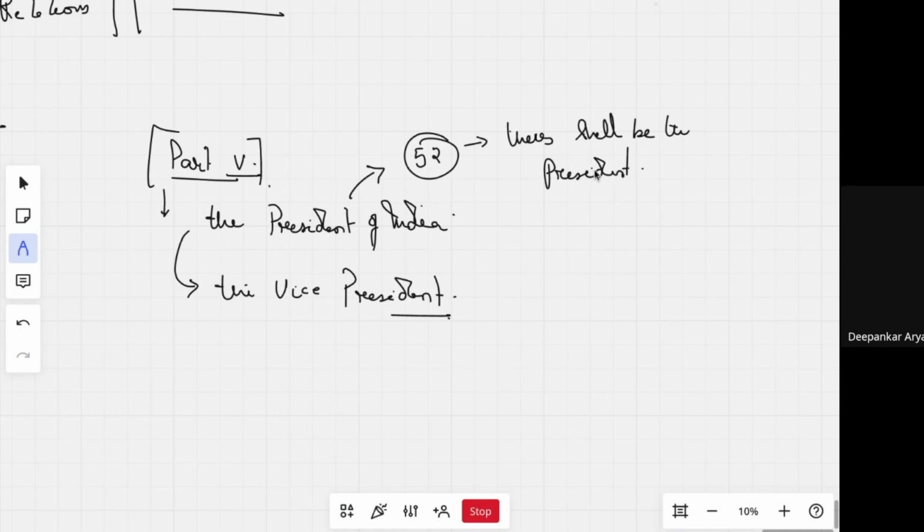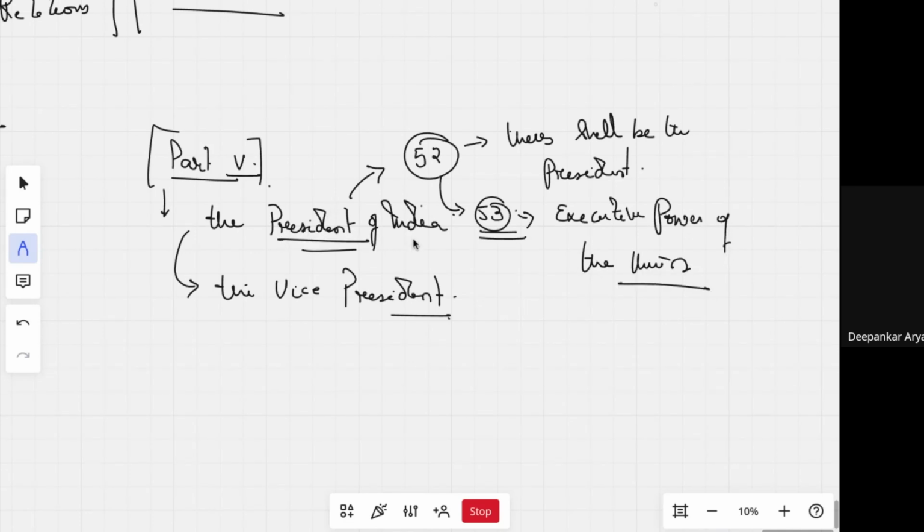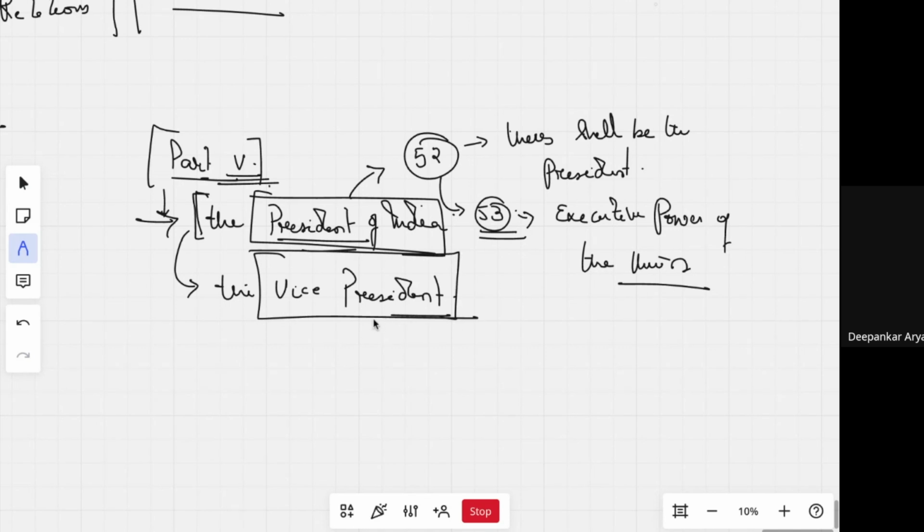Article 53 says that the executive power of the Union is vested in the President of India. So in the chronological order, when we start studying part fifth of the Indian Constitution, the very first post is the President of India. The second comes the Vice President, and at a later stage, we'll find the mention of the Prime Minister.